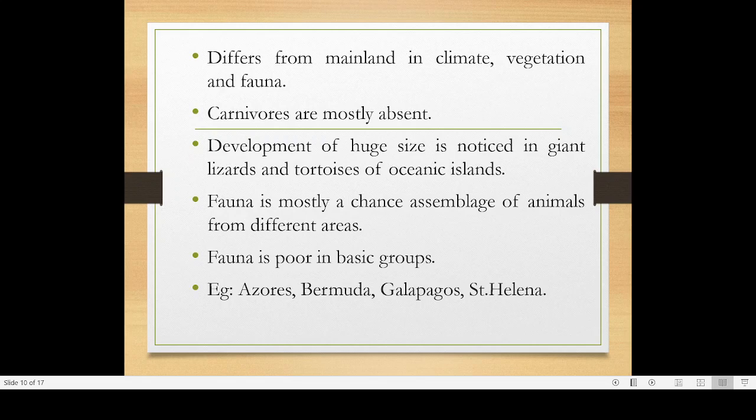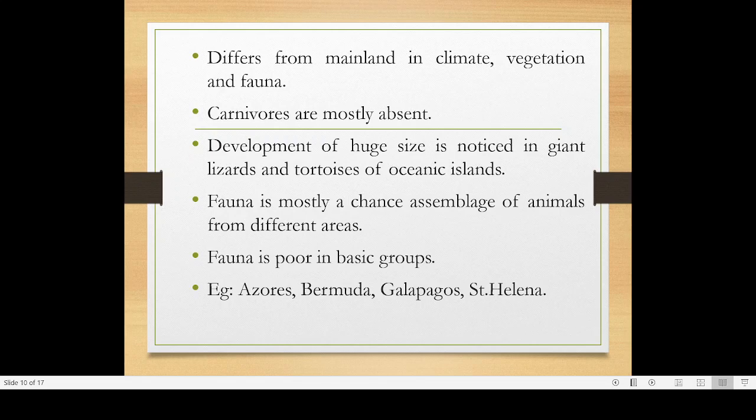Then carnivores are mostly absent. Carnivores means bigger animals like a lion, tiger, leopard, cheetah, etc. These are all bigger, meat-eating animals. They are mostly absent because they are unable to reach an oceanic island like Azores or Lakshadweep. If you take Lakshadweep, we cannot find any bigger animals.